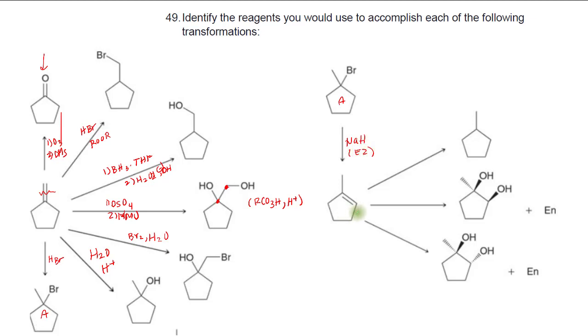Then to go from cyclohexene to cyclohexane, this is H2. Another syn diol here, I can use KMnO4 with base. And then the anti-diol, then that's when you want to use the RCO3H plus acid and water.